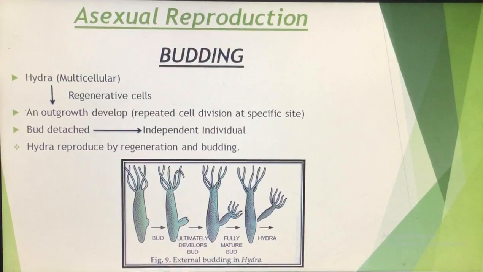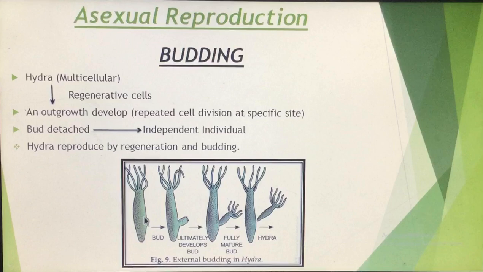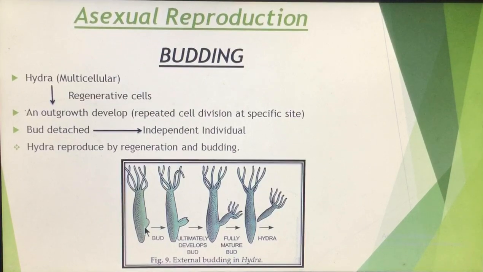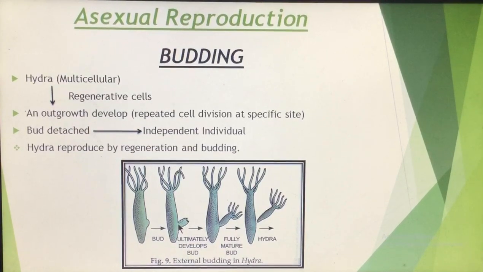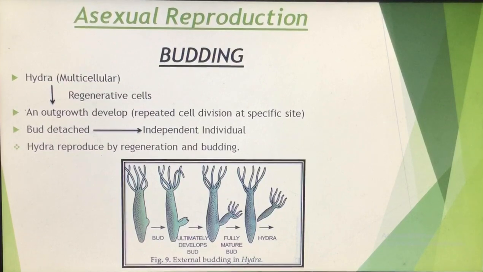Now what happens in budding is that in this Hydra, a small outgrowth develops. This outgrowth develops in the region where the regenerative cells are. Okay. Now this outgrowth ultimately increases and takes the shape of a bud, which is known as a bud. Now this bud forms because of the repeated cell division of the regenerative cells.